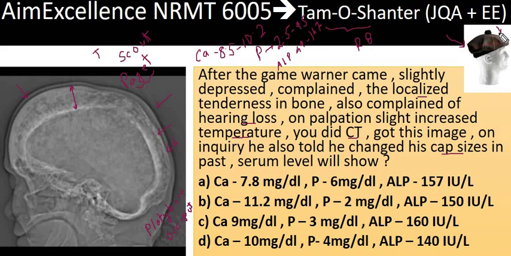But here, in Paget disease, we know the normal parameters. Calcium is within 8.5 to 10.2, phosphorus is within 2.5 to 4.5, and alkaline phosphatase is the only parameter that is raised, which is mimicking Paget disease. That is the answer.